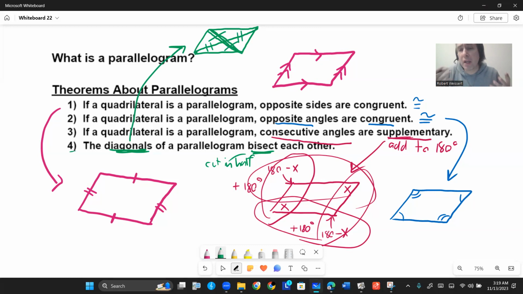So we can solve a varied amount of problems using those four properties alone. When we get into more special parallelograms, talking about rectangles, squares, and rhombuses, we'll add a couple other properties there. But for starters, we'll use these properties to solve the following problems.